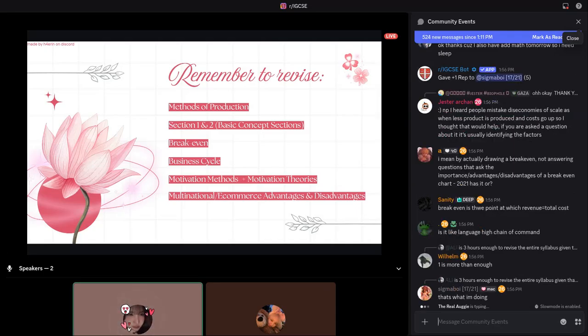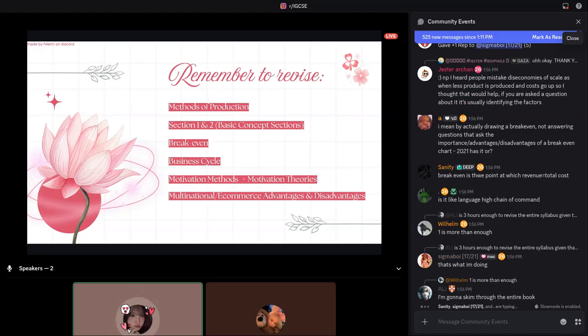Next, motivation methods and motivation theories. Oh my god, guys, I want to emphasize this so much. Motivation methods, they appear. Piece rate, time rate, they appear. So do not skip this. And motivation theories, like Maslow's theory, Taylor's theory, they have asked this in past papers, okay, guys?